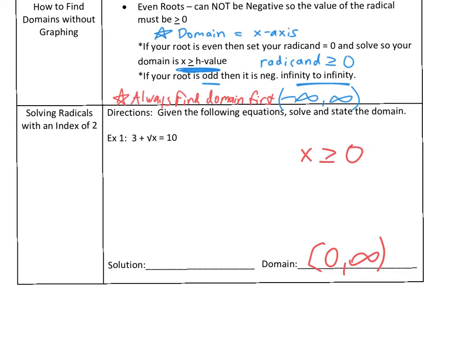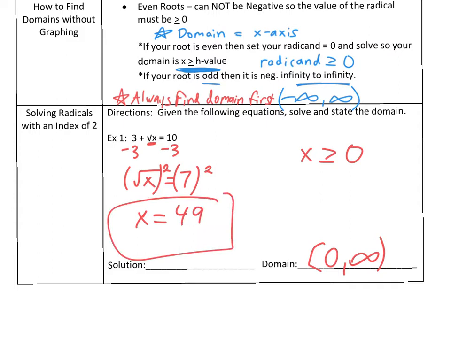Now to solve this, I just treat it as if it were any other equation. I've got to isolate the root on one side and get everything else on the other. How would I get rid of that 3? Subtract it. I just have the square root of x equals 7. How do I get rid of the root? Square it on both sides. So I get x equals, what's 7 squared? 49. That's it. That's my solution. That's how these work.